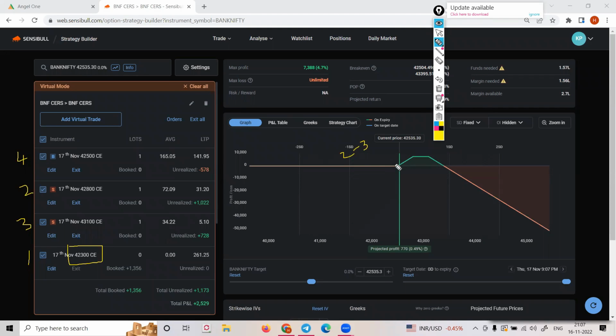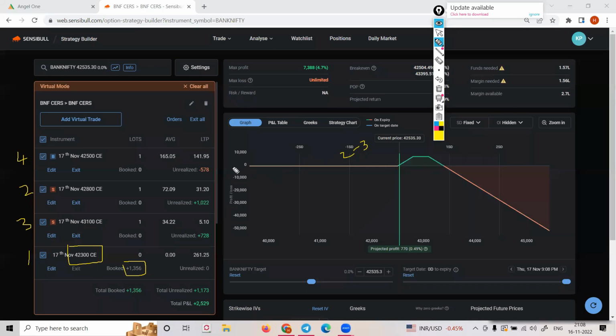Yesterday at 3 p.m., not today, yesterday at 3 p.m., this was showing me a profit of almost 1,300 or 1,400. So what I've done is exit this leg and move to 42,500. So I've just done a roll up of 200 points. So this is my trade.